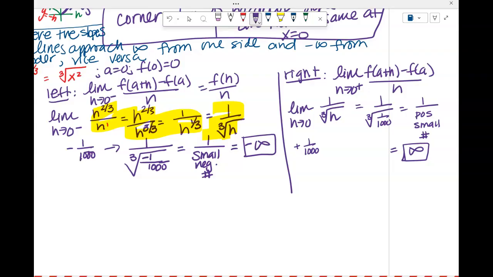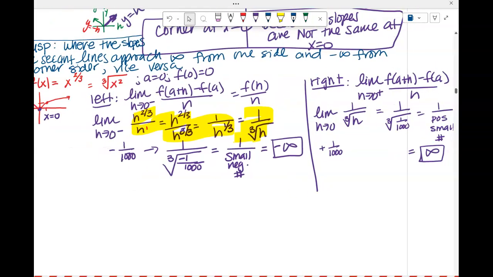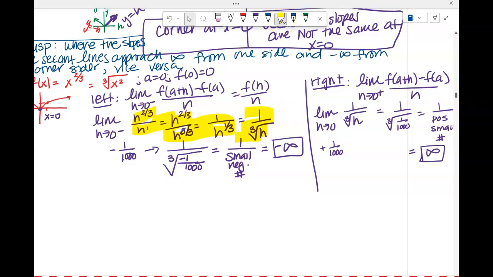So on the left side, we have negative infinity. On the right side, we have positive infinity. So by the definition of a cusp, this is a cusp. One side goes to one infinity, the other side goes to the other infinity, so therefore it's a cusp. So there is a cusp at x equals 0.